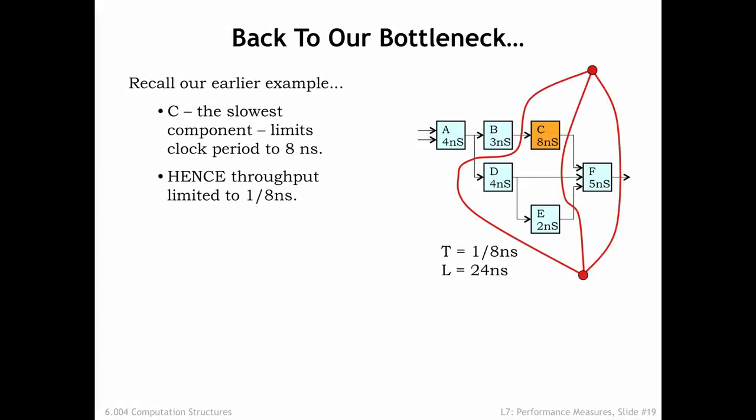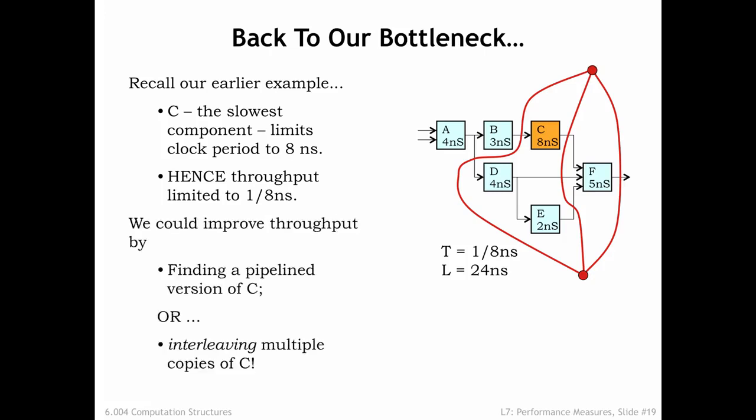Returning to the example of the previous section, we couldn't improve the throughput of our pipeline system past 1/8 nanoseconds because the minimum clock period was set by the 8 nanosecond latency of the C module. To improve the throughput further, we either need to find a pipelined version of the C component or use an interleaving strategy to achieve the effect of a 2-stage pipeline using 2 instances of the unpipelined C component.